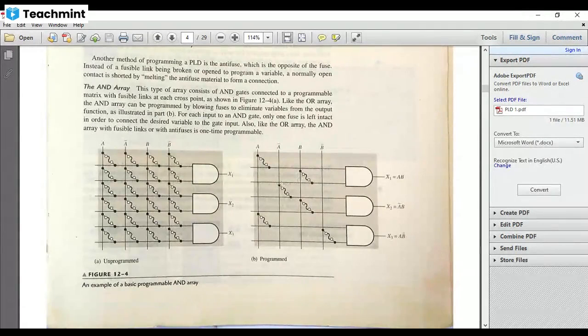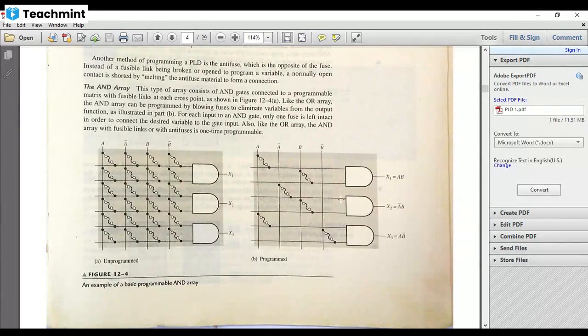Now for the second row, the first, second, and fourth links we have to open, and then we get as an output x1 equals AB. Then for the second AND gate, x2 equals A bar B.